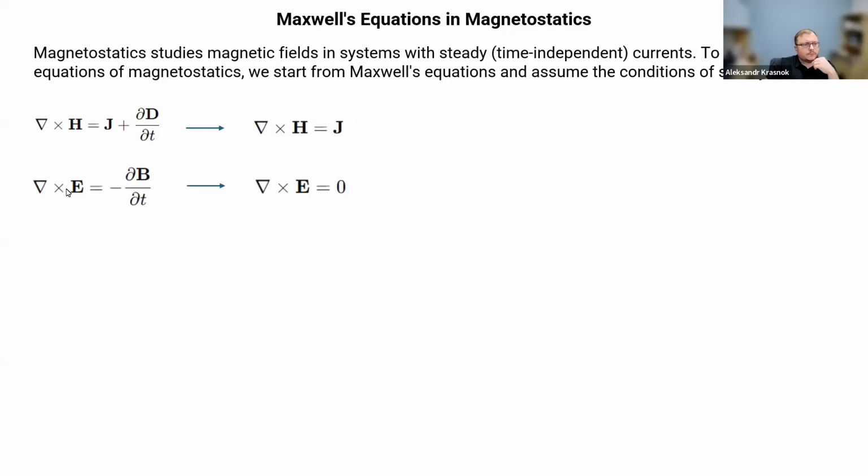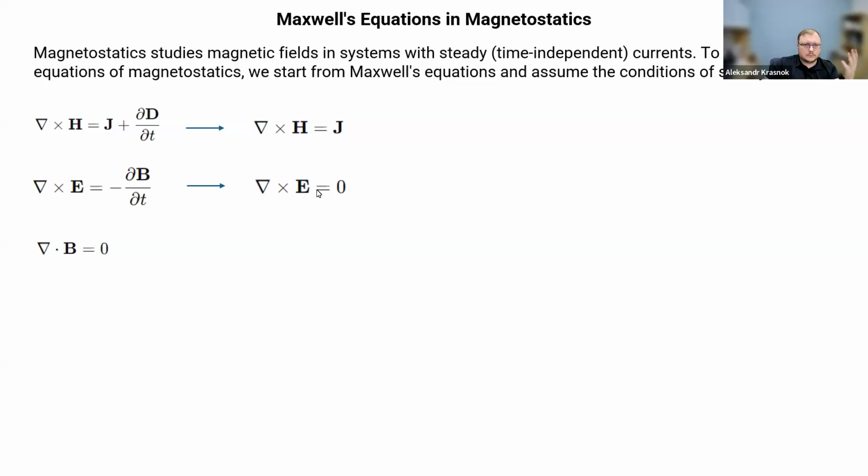Another equation, for the curl of the electric field, without change in the magnetic field is simply equal to 0. So the curl of the electric field is 0. From this we deduce that the electric field in magnetostatics must be curl-less, so no vortices of the electric field.